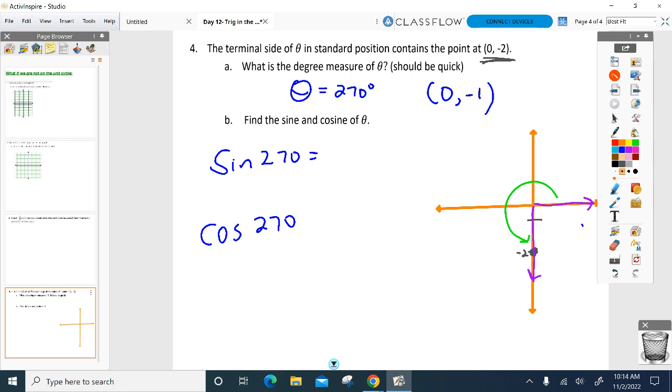Sine of 270, what coordinate do I want? The y coordinate. -1 equals -1. And cosine, what coordinate do I want? The x coordinate. 0.